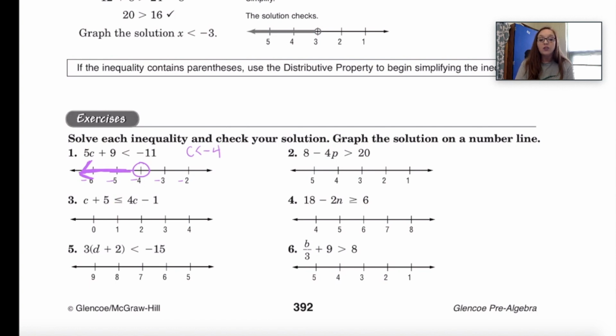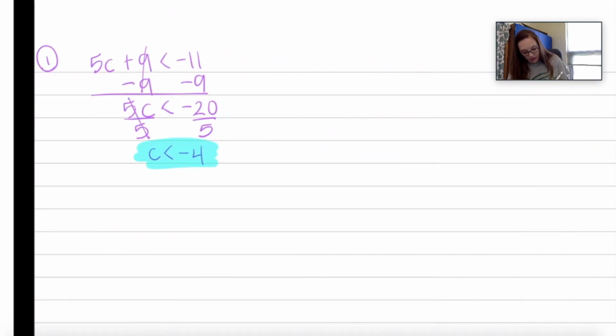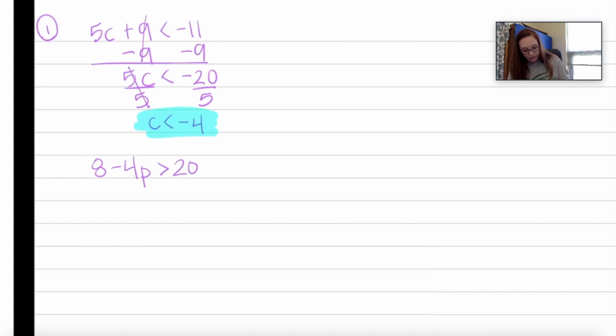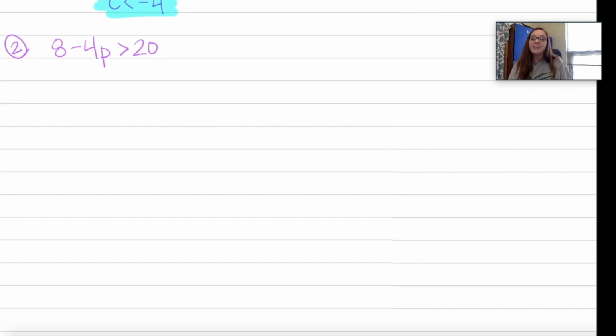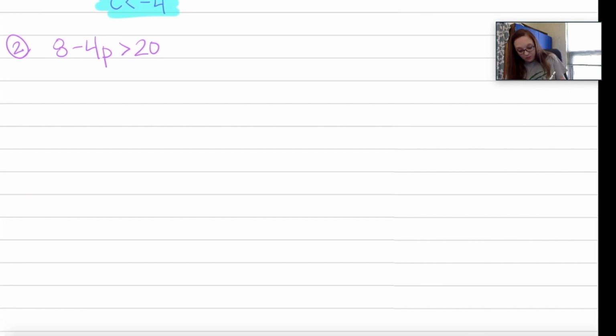Let's try number 2. So 8 minus 4p is greater than 20. Okay, so to start off, I'm going to subtract 8 on each side. So negative 4p, which has no effect on my inequality symbol, is greater than 12.